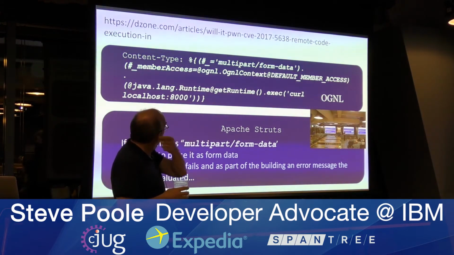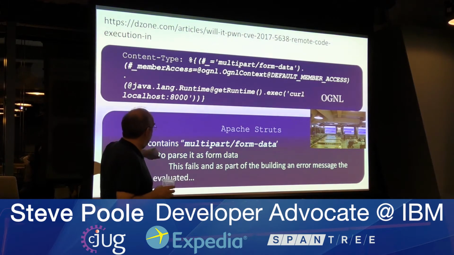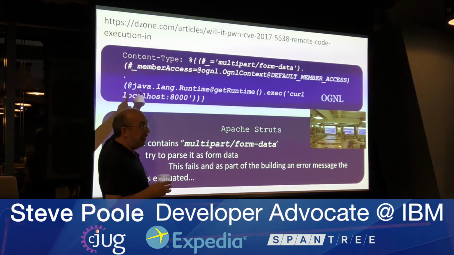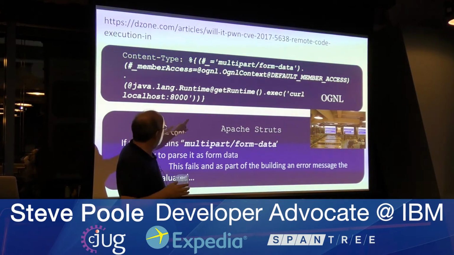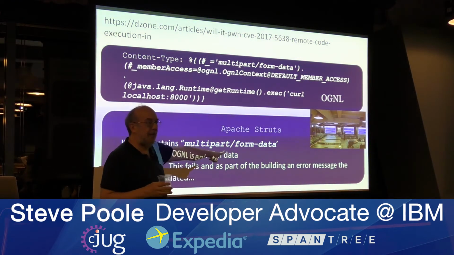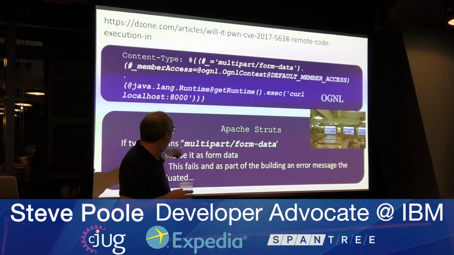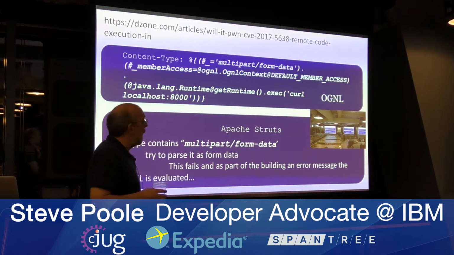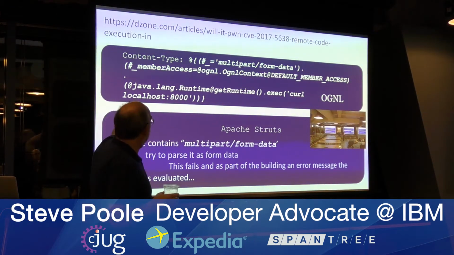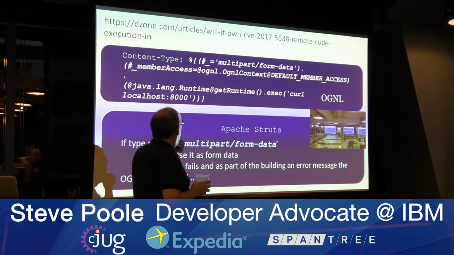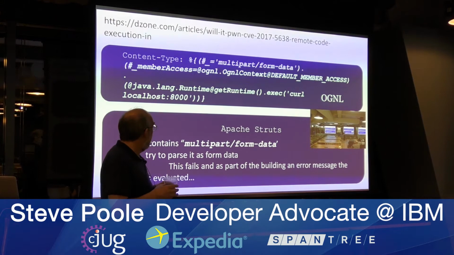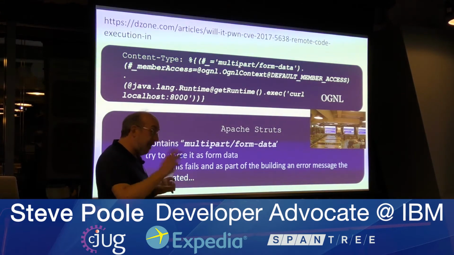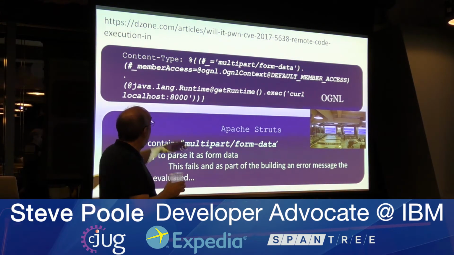So what happened? Well, Apache Struts basically got this piece of data in, and it just said, does it contain that string? Doesn't matter whether it's valid, does it contain that multi-part form data? And it was, yep, that's true, it does. So it assumes this should be of a certain form, which it isn't, and it tries to parse it, and the parsing fails because it's not valid.